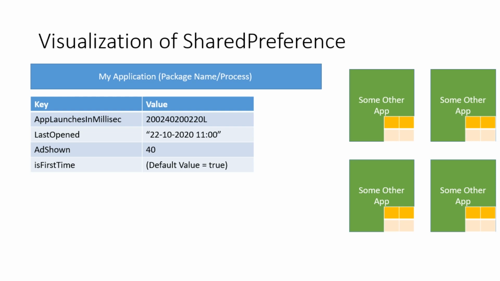So some examples of key value, like you can name your key like app launched in millisecond, and you can store long value, or you can store a string, or you can store integer, you can store a boolean, you can store primitive types. So that's probably just a brief about shared preference and how can you think of it.